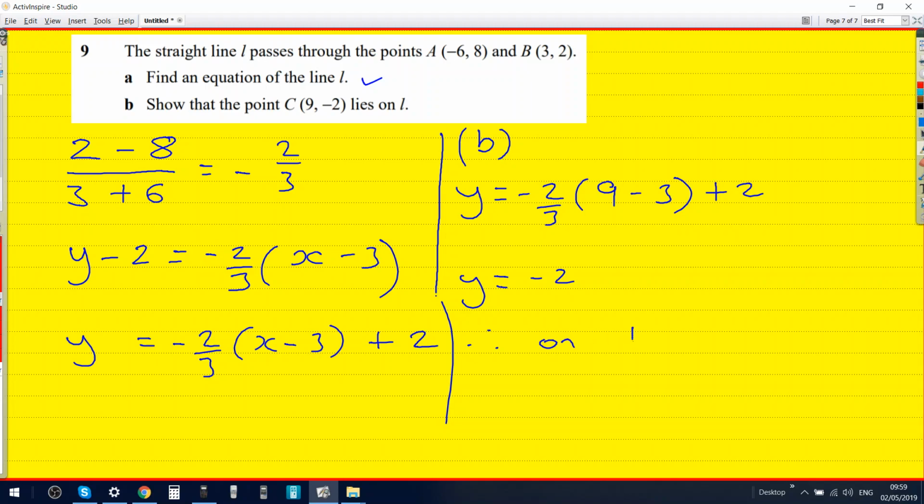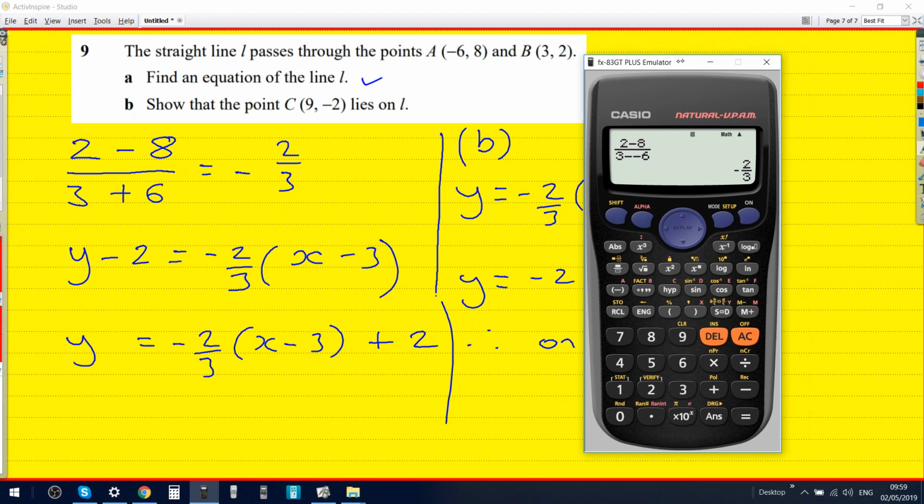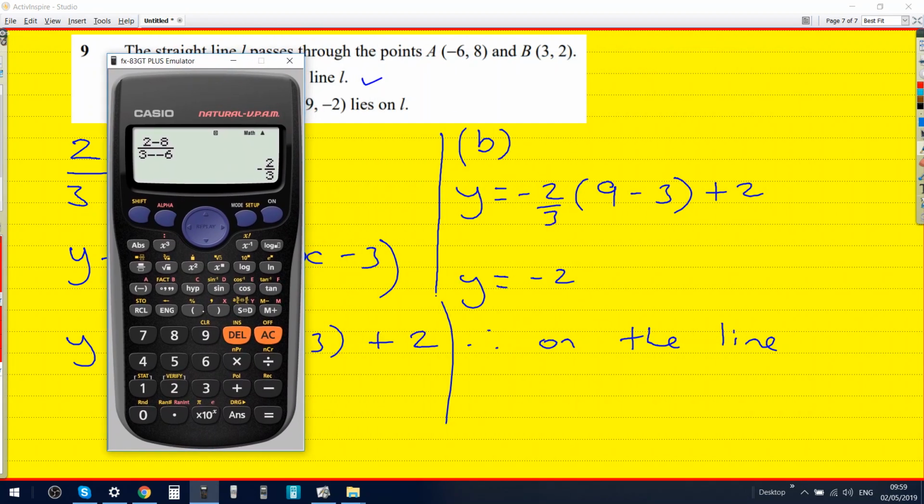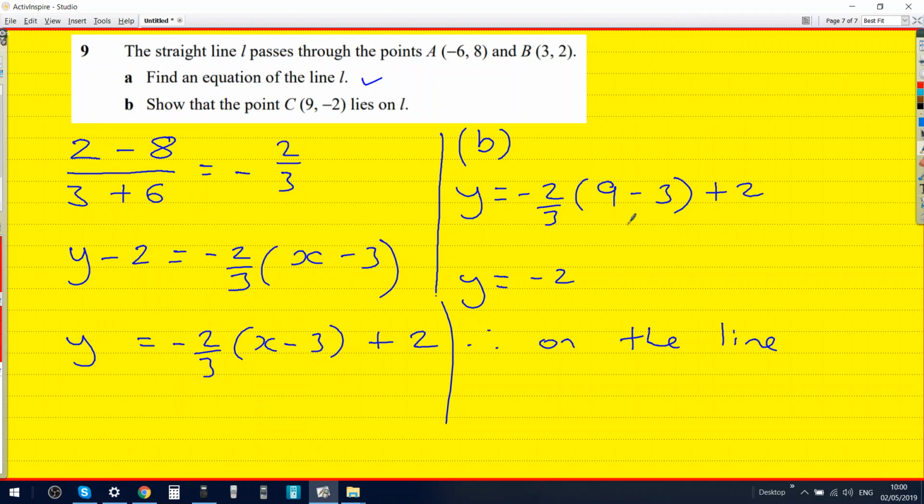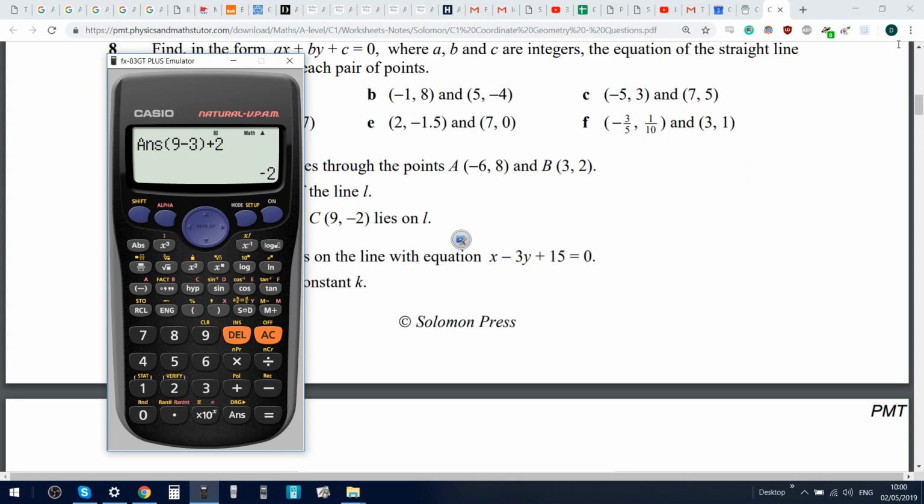Therefore on the line. And in fact, you don't even need to check in your calculator. They told me that it's on the line, but I suppose just to, oh yeah, I can do answer actually for minus 2/3 times 9 minus 3, and then that's plus 2, and you get minus 2. So sub in the x and show that you get the y, and I think make it y equals just for that purpose. Any questions there?